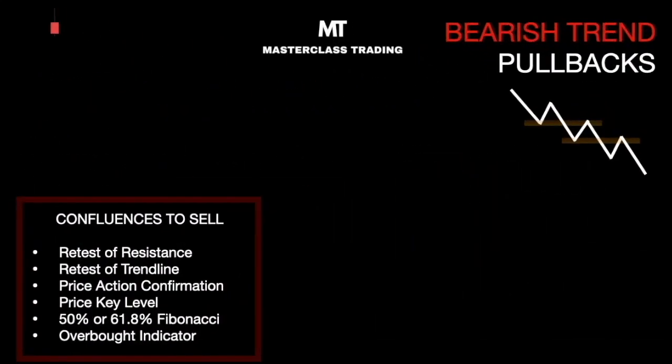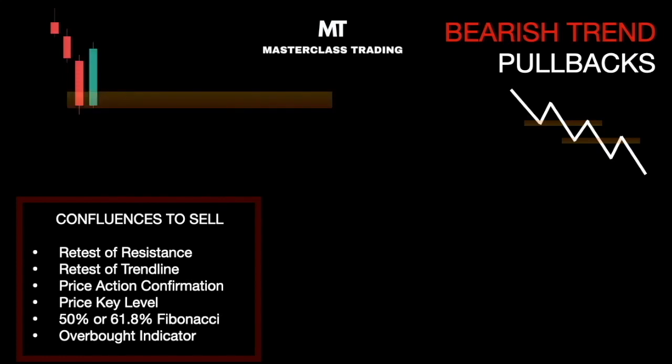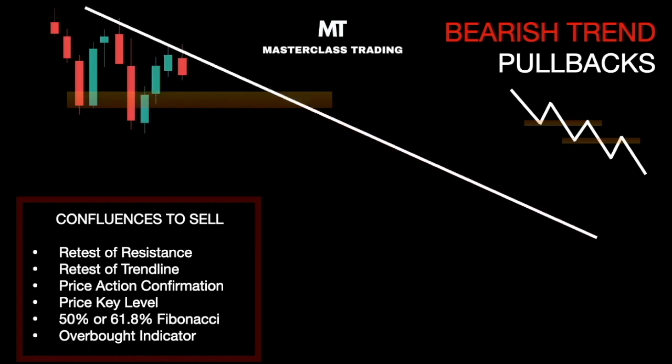Hello traders, in this video we are going to analyze how to trade pullbacks in a bearish trend. First of all, it is important to understand that a bearish trend is created when price forms lower highs and lower lows. A bearish trend line is a resistance zone created by a minimum of two consecutive lower highs that is drawn diagonally on the chart. In a bearish trend, we are going to only open trades following the main direction. This means that we are only going to look at selling the asset at every new lower high formed.